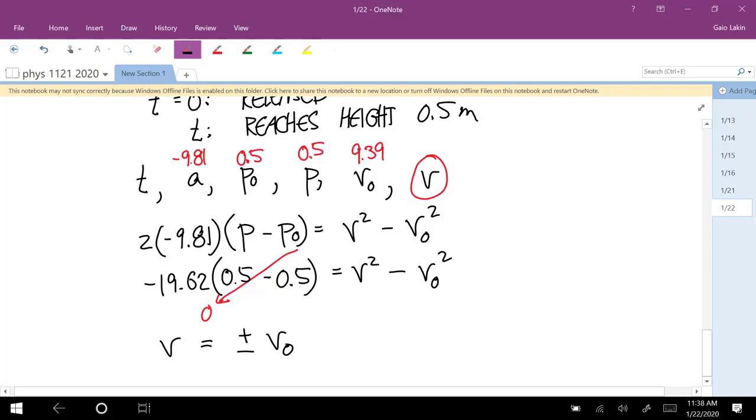Okay, then you have to figure out what direction it's going. If it's on the way down, is this going to be positive or negative? It's going to be negative, so we have negative 9.39 meters per second. And that's not just a coincidence. You can see because of this relationship here, what happens when these two are the same. In any motion where something is launched up into the air, it's going to be the same speed on the way down as it was on the way up at that same height.